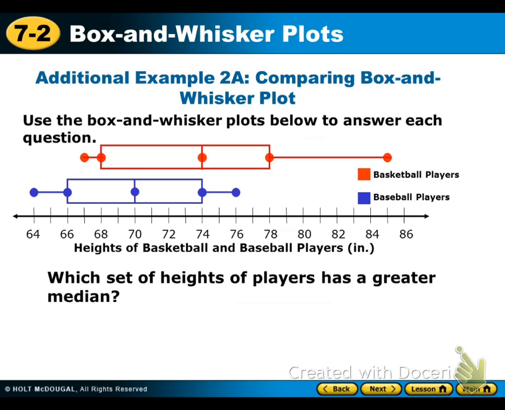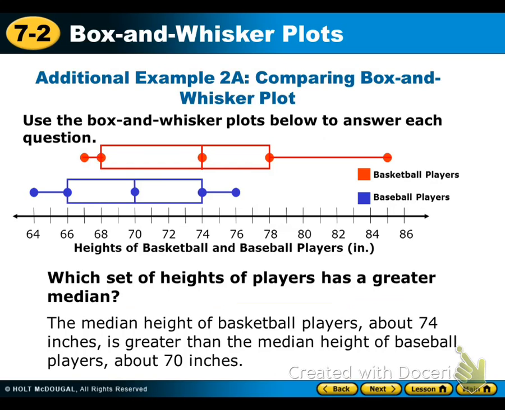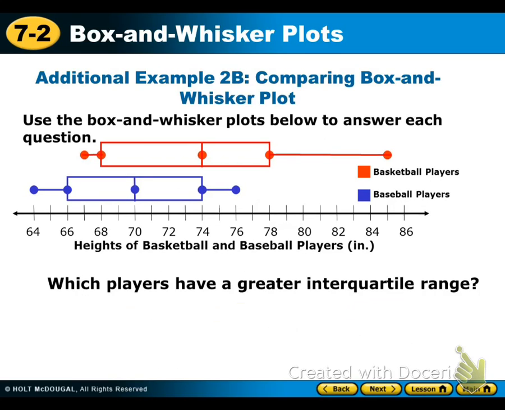Okay, so an example when we're comparing box and whisker plots. We're going to use the box and whisker plots below to answer each question. Which set of heights of players has a greater median? Well, we see that the red basketball players, their median is 74 because it's in the middle of our box. And the blue players, theirs is at 70, which is in the middle of their box. So which is higher? The red basketball players. Good job.